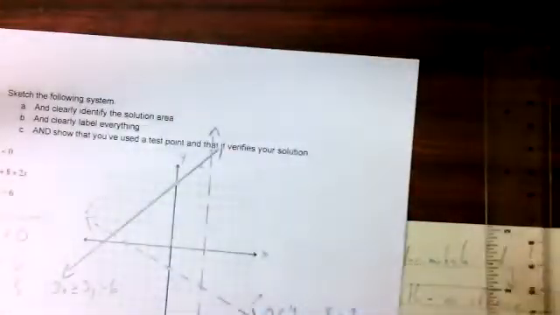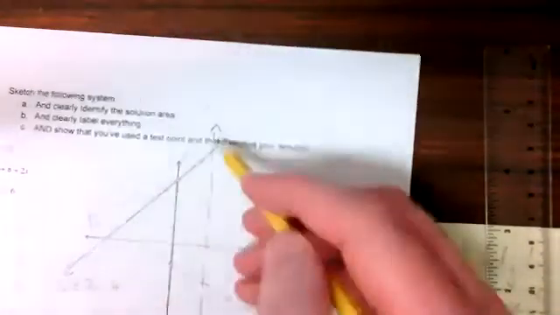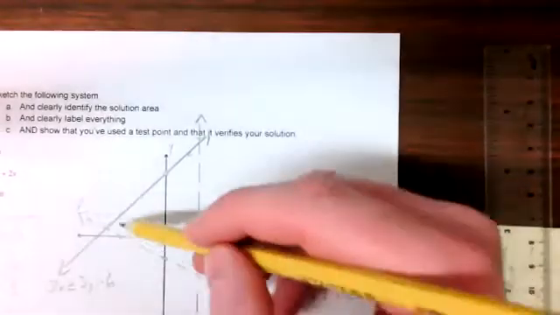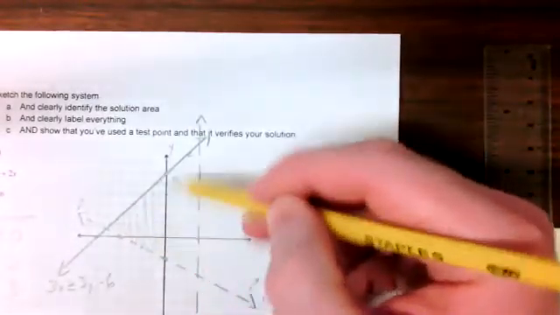Now it's clear. I'm assuming the solid one is going to be less than. Y is less than x plus 6. Good. So it's this triangle in the middle. This is your solution area.